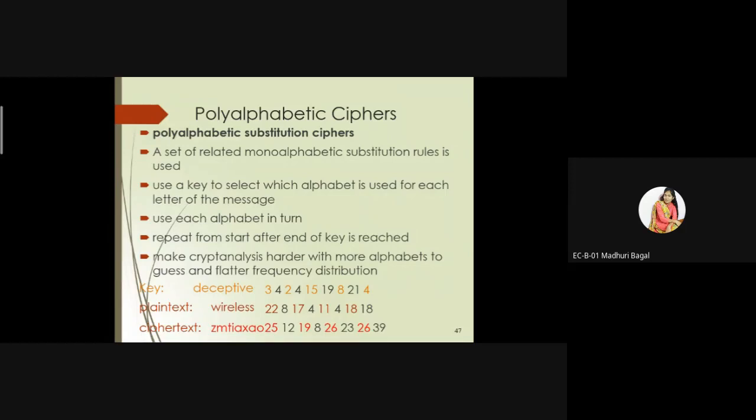The basic condition for this polyalphabetic cipher is that we require the key. Suppose the message length is 8, then the length of the key should also be 8. So in order to make encryption, we have to use the same number of characters in the keyword.